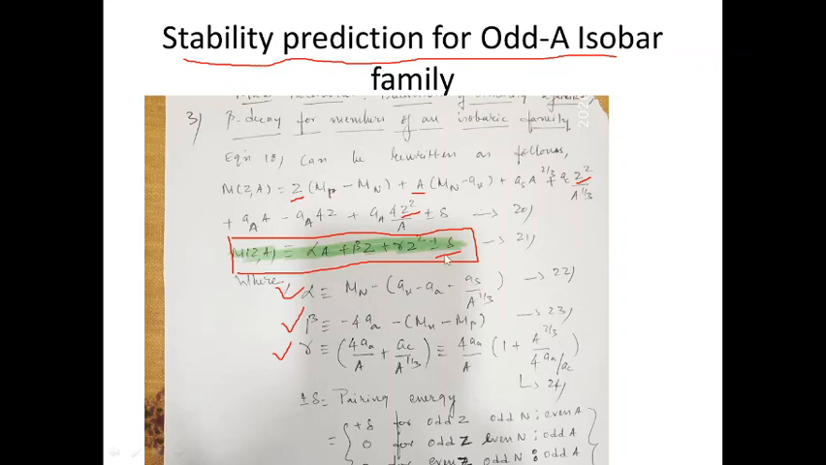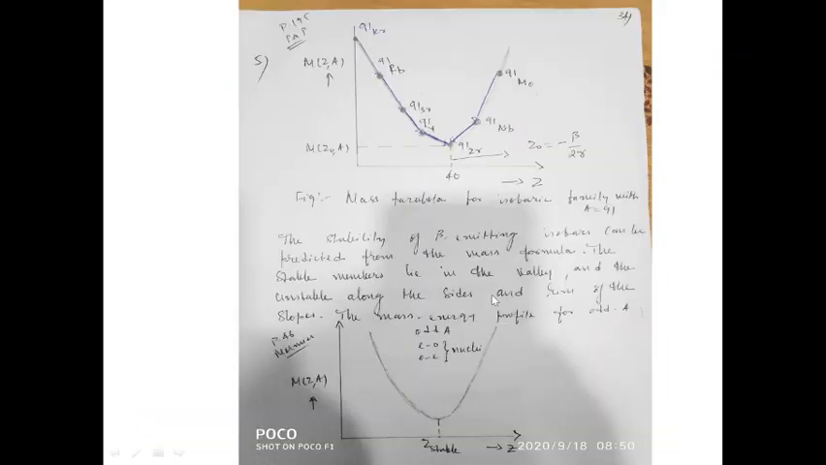Now for odd A, as I said, the moment you put delta as 0, the expression becomes alpha A plus beta Z plus gamma Z square. So now the mass formula becomes alpha A plus beta Z plus gamma Z square. Okay, this is the expression.